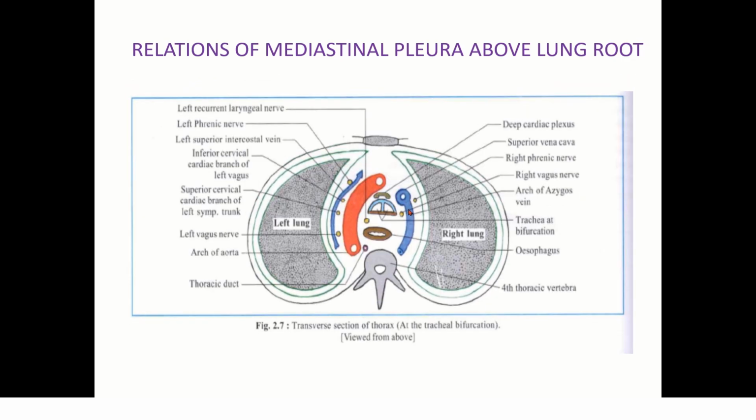You can also see the arch of azygos vein here. Here you can see the left superior intercostal vein. You can see the inferior cervical cardiac branch of the vagus, and you can see the superior cervical cardiac branch of the left sympathetic chain. You can see the arch of aorta. So these are the relations above the lung root.